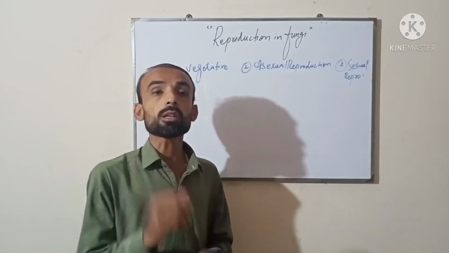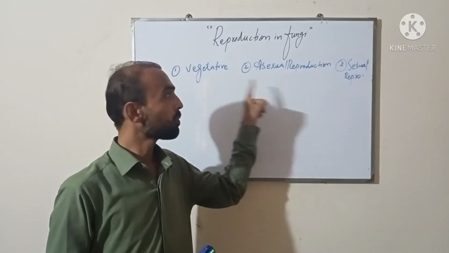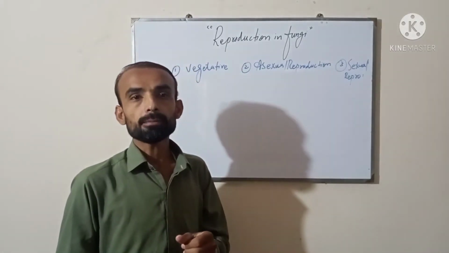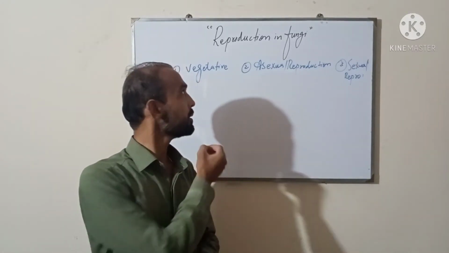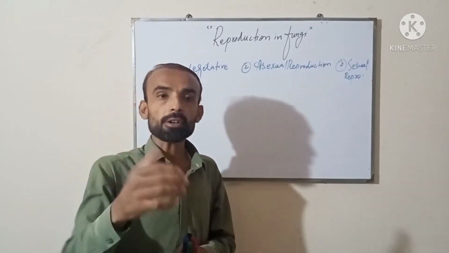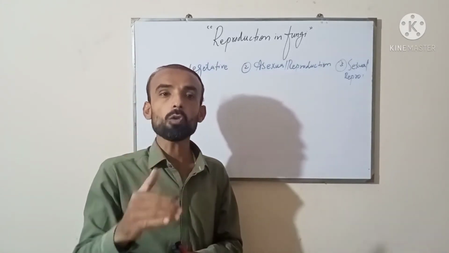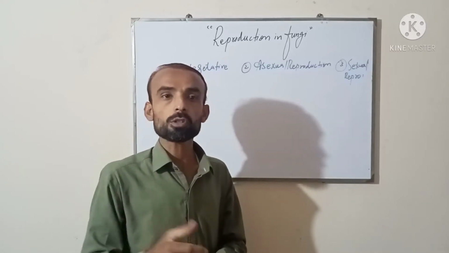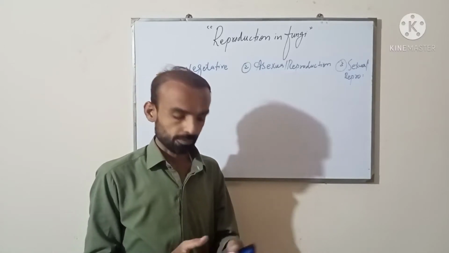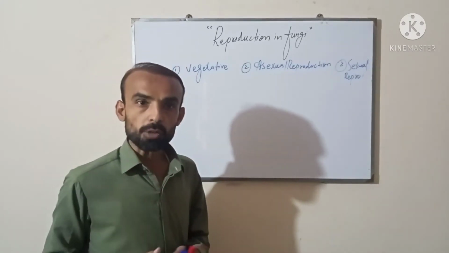Mostly we see that there are three types of reproduction found in fungi: vegetative reproduction, asexual reproduction, and sexual reproduction. First of all, we will discuss vegetative reproduction. What is vegetative reproduction? How does it occur in fungi, what happens during this method, and how do fungi start to reproduce? First, I am going to briefly discuss vegetative reproduction. There are three further types of vegetative reproduction.